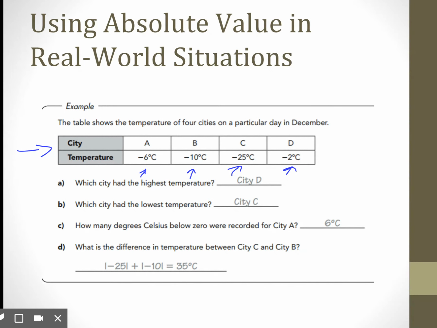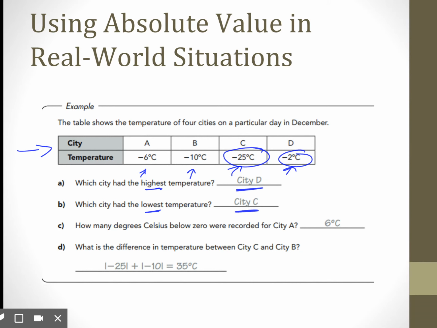Question A, which city had the highest temperature? We know it's City D because all of these are negative, so we're picking the one with the smallest digit, because that one's closest to 0. And just the opposite, we're asking for the lowest temperature, so we're looking for City C here, which is the furthest from 0 at -25 degrees.